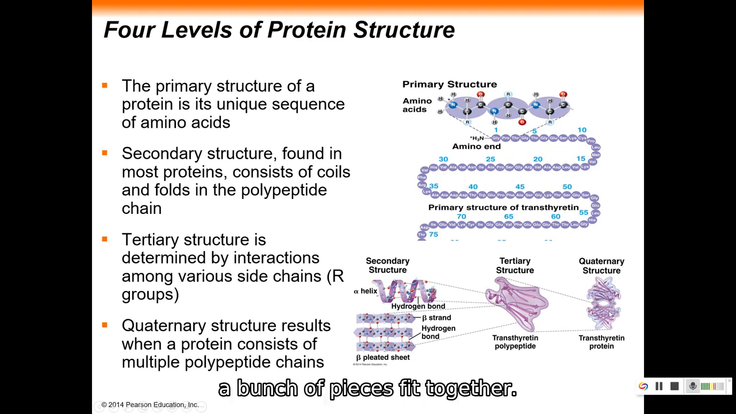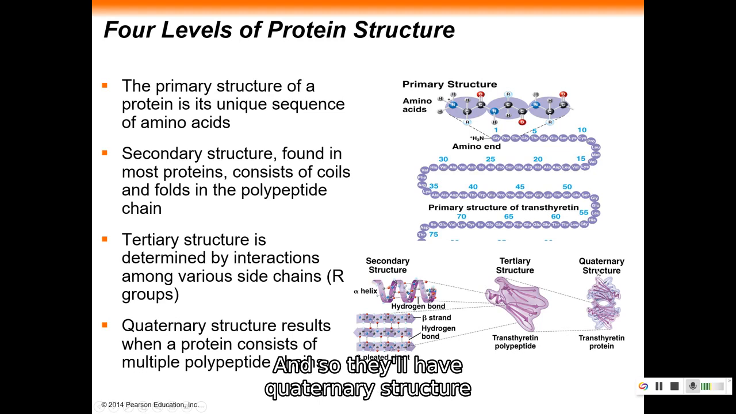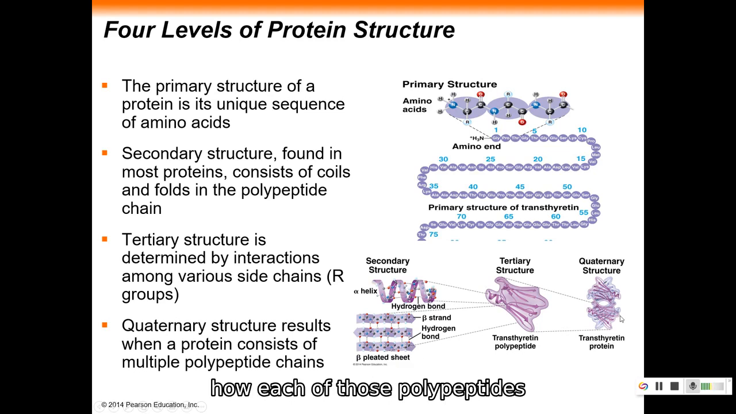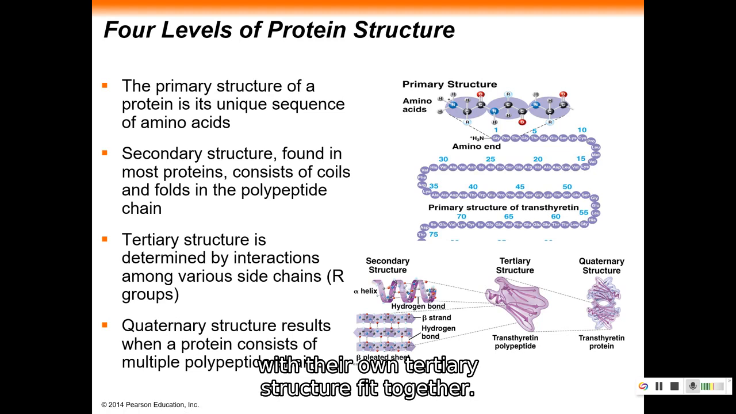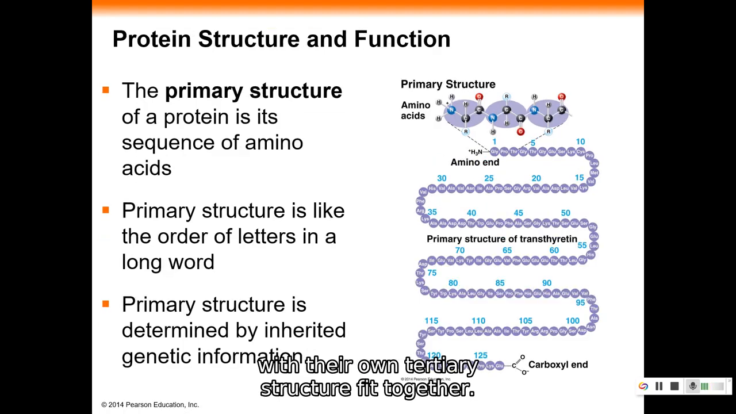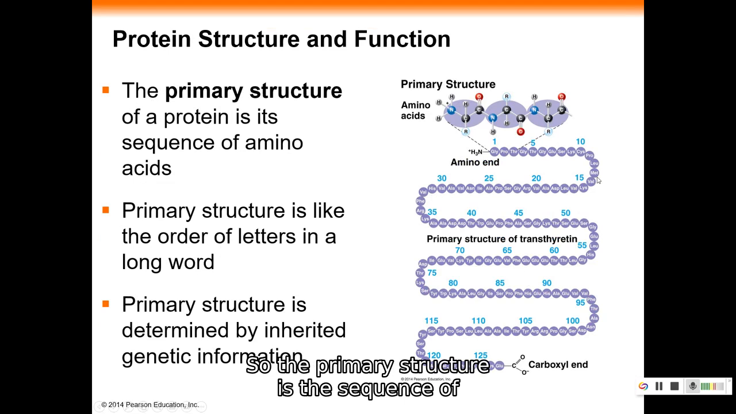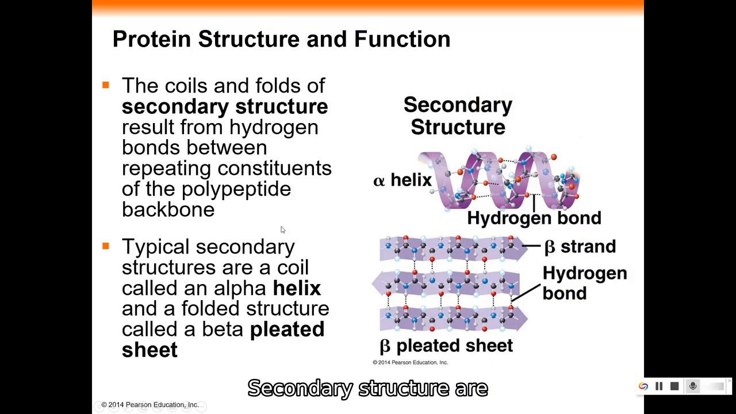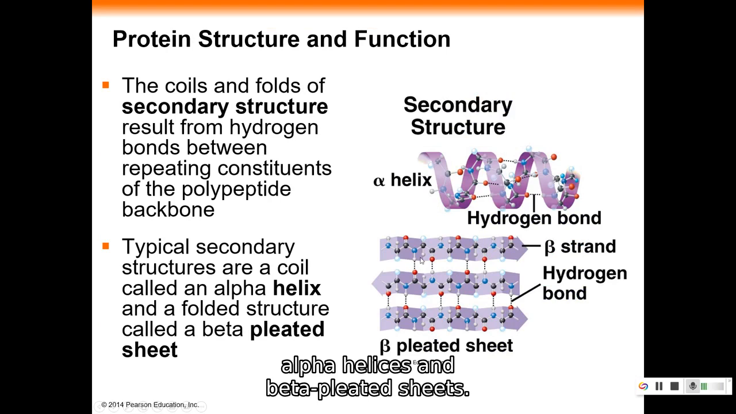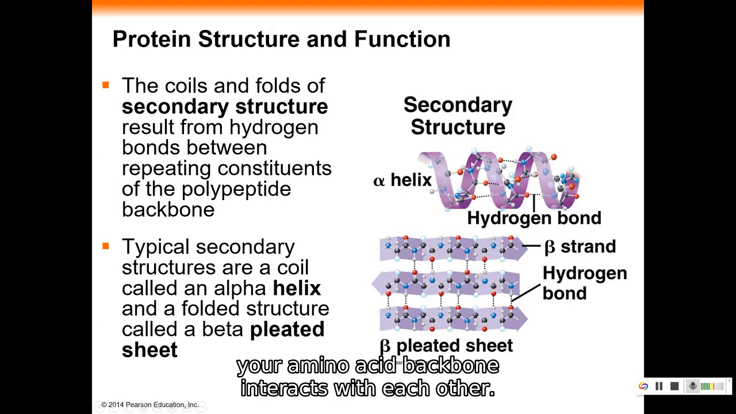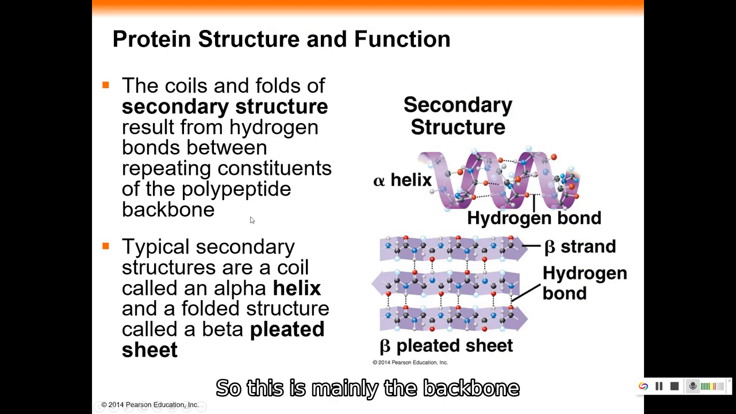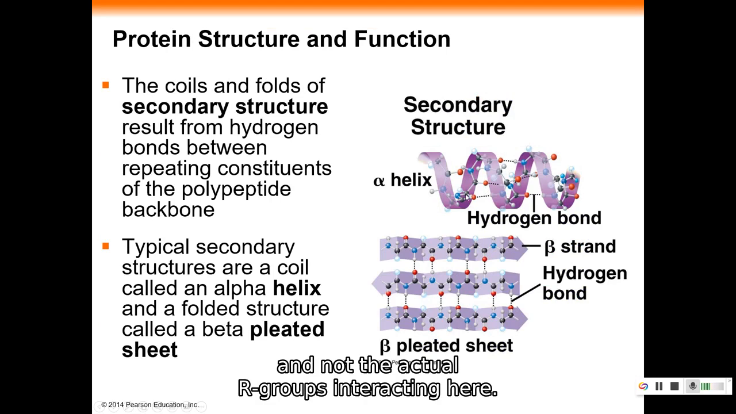Some proteins need to have a bunch of pieces fit together, and so they'll have quaternary structure. And quaternary structure is how each of those polypeptides with their own tertiary structure fit together. Okay, so the primary structure is a sequence of amino acids completely controlled by your DNA. Secondary structure are alpha helices and beta pleated sheets. And these are just going to be how your amino acid backbone interacts with each other. So this is mainly the backbone and not the actual R groups interacting here.